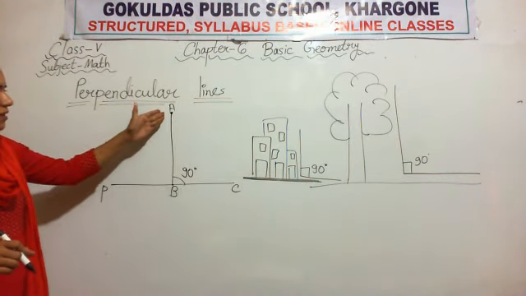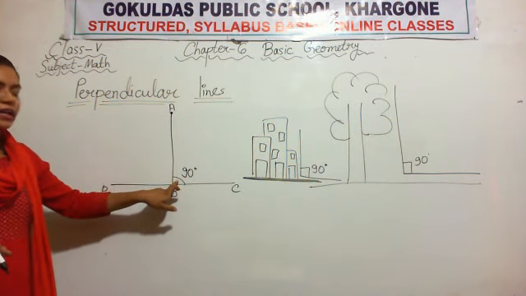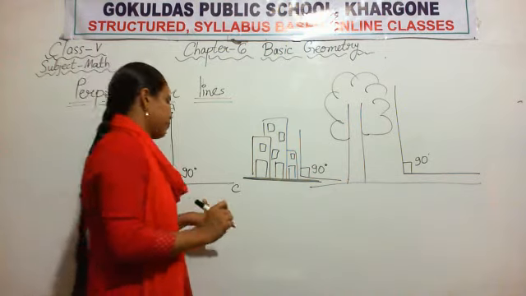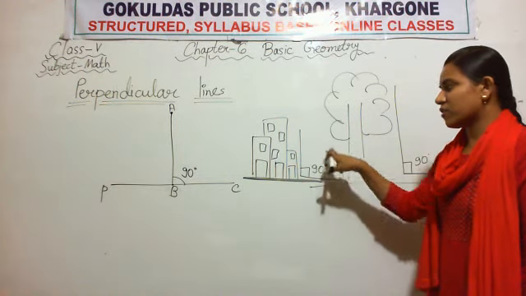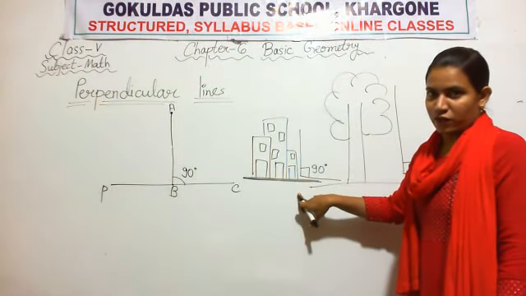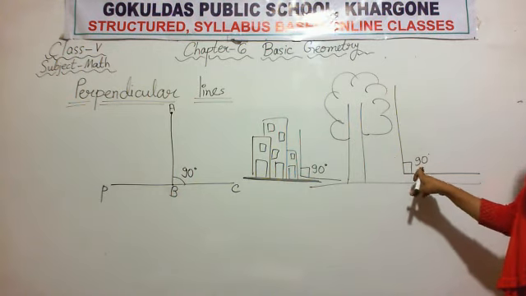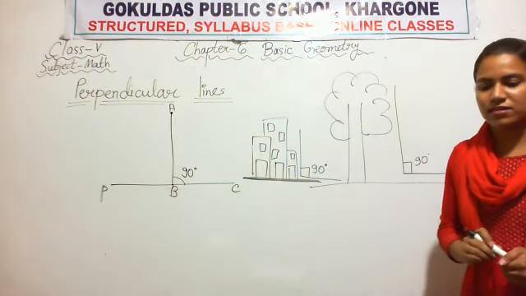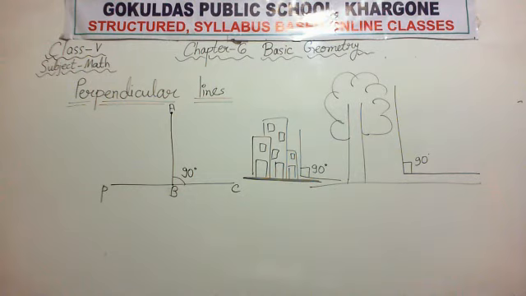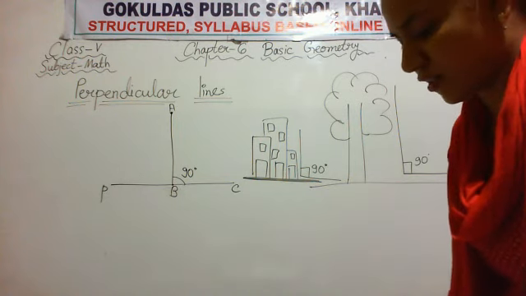In the same manner, the line AB is perpendicular on the line PC. Why? Because it is making a 90 degree angle with the base. These buildings are perpendicular because they are making a 90 degree angle with the land. This tree is perpendicular on the land because it is making a 90 degree angle. So what is the condition for perpendicular lines? If the angle formed measures 90 degrees, then the two lines are said to be perpendicular to each other.